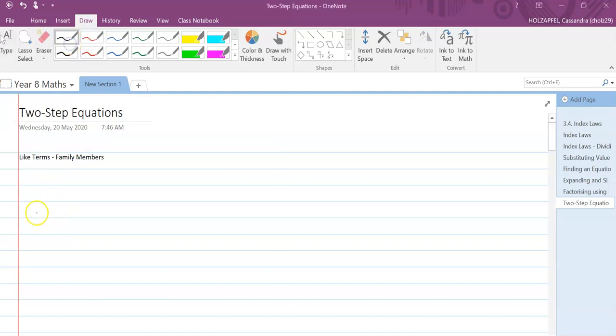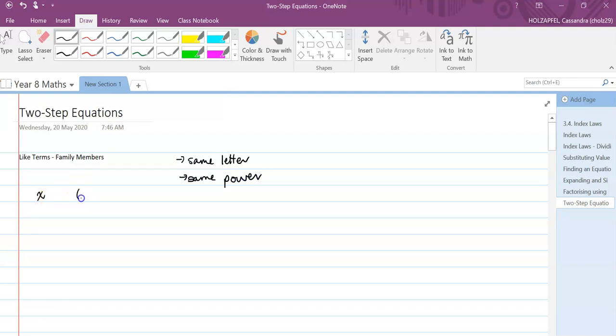I like to think of like terms as our family members. So if I have an unknown variable, let's call this unknown variable x, this is going to be a like term with any other number that has the letter x raised to the power of 1. A like term is the same letter raised to the same power. If they have the same letter and the same power, they are a family.